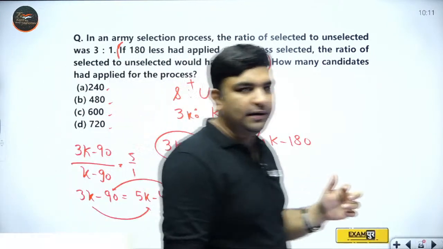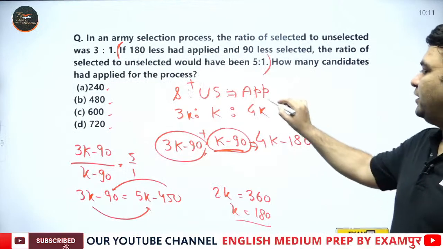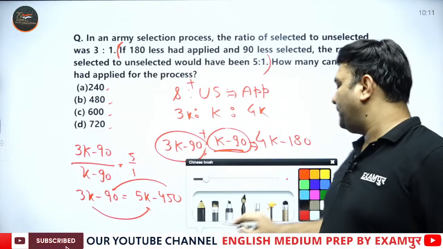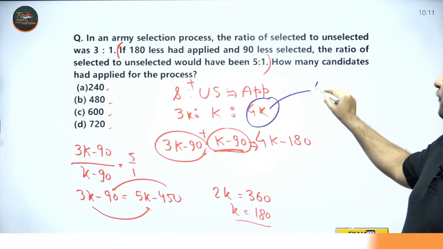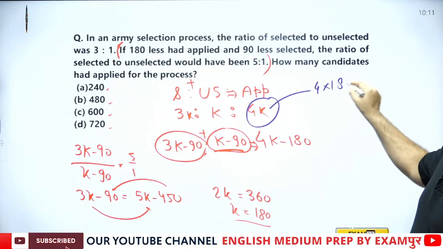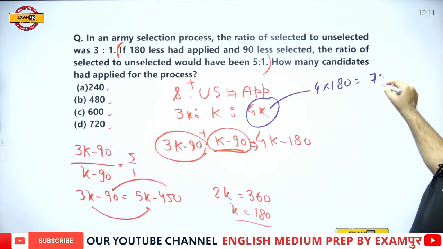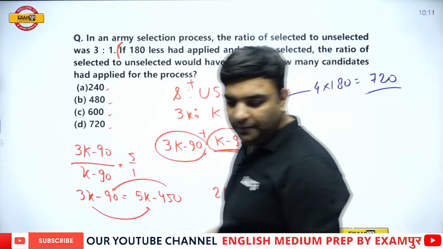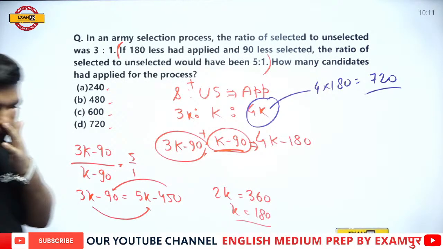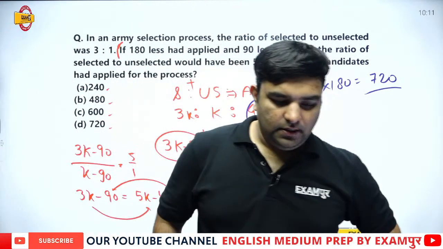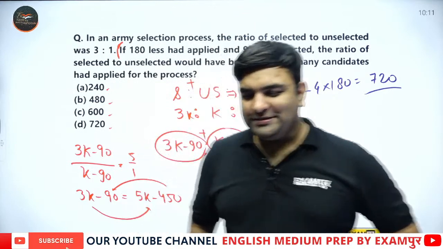So how many total candidates applied? They are 4k. So 4k is 4 into 180, 720. Is the process completely clear?